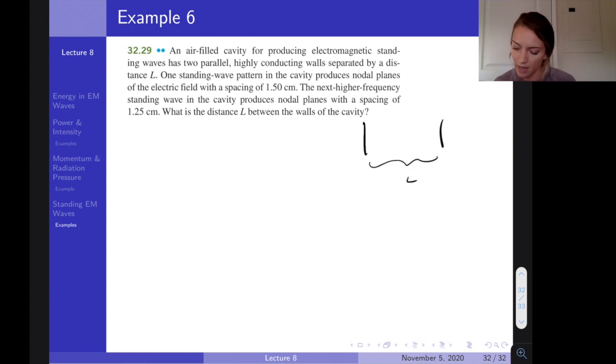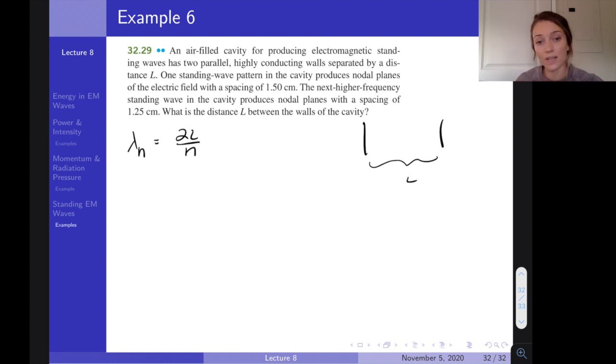One standing wave pattern in the cavity produces nodal planes of the electric field, so it has nodes with a spacing of 1.5 centimeters. The next higher frequency standing wave in the cavity produces nodal planes with a spacing of 1.25 centimeters. What is the distance L between the walls of the cavity? So what is the length of our cavity? So in a cavity, we know that wavelengths of 2L over N can fit inside the cavity.